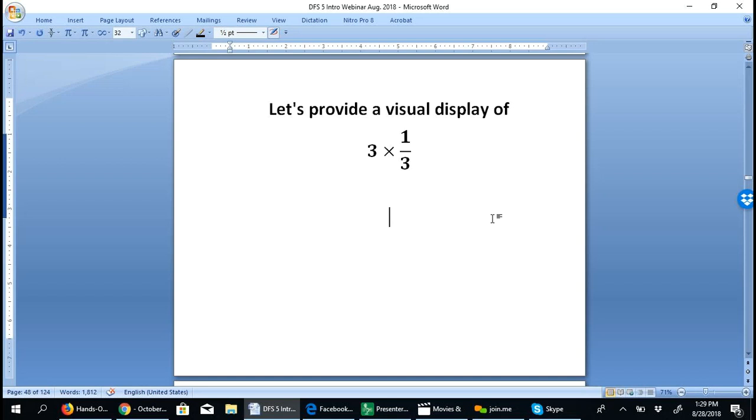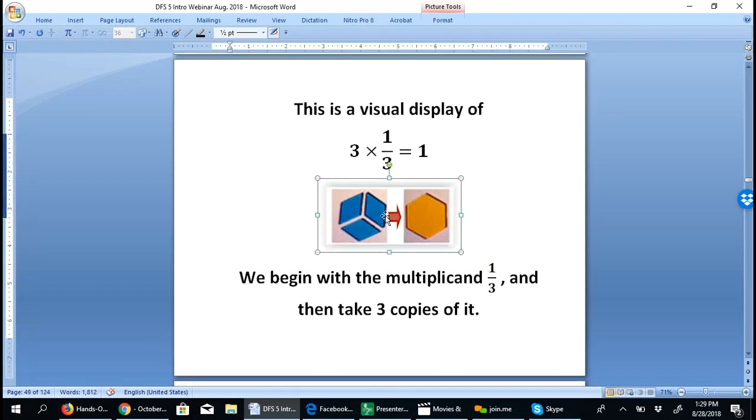It's 1/3. So therefore, we have to begin with 1/3 and take 3 copies of it. So here you have 3 copies of 1/3 make up a whole. This is a visual image of 3 times 1/3 equals 1.